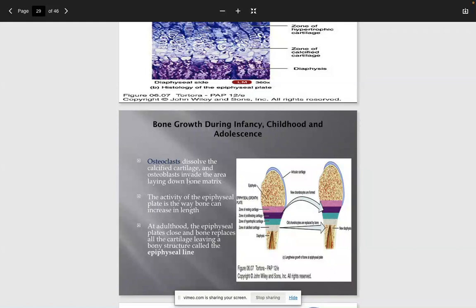So the activity of the epiphyseal plate is the way bone can increase in length. At adulthood, the epiphyseal plates close and bone replaces all the cartilage, leaving a bony structure called the epiphyseal line. So if you see an epiphyseal line, you should know that the person is close to being an adult. Okay, this is closure of the growth plate.